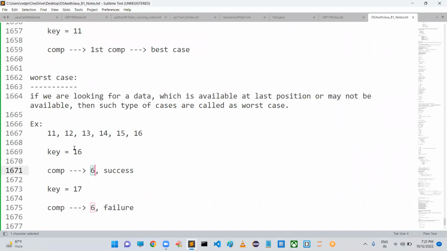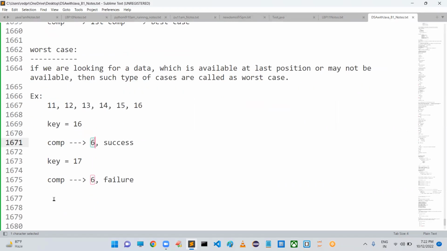If the data is available at the very first location, when you are starting your algorithm, at the very first iteration itself you got the result, then it is called the best case. And worst case means what? The data which you are looking for may be available at the last location, or maybe not available. In such cases, that case is called the worst case.